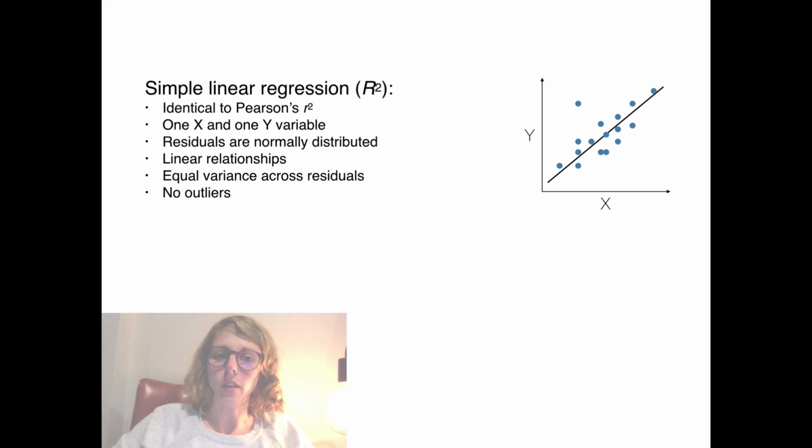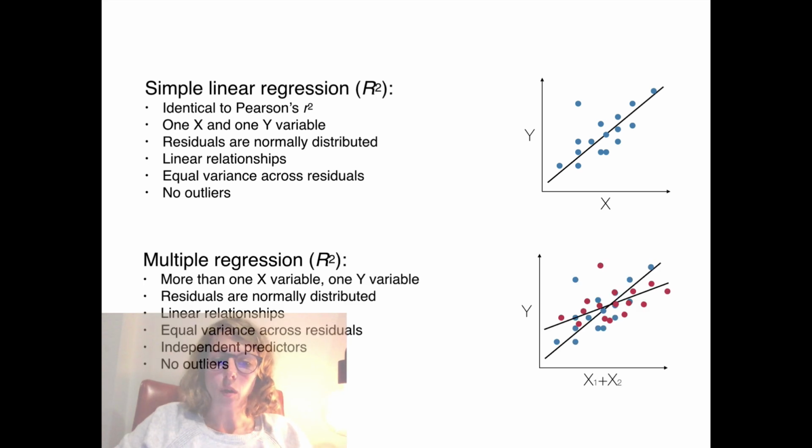And we make similar assumptions, so that the residuals are normally distributed, that the relationship that we're dealing with is linear, that there's equal variances across the residuals of our two variables, and that there are no extreme outliers. So that's simple linear regression.